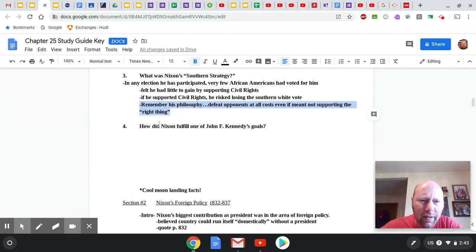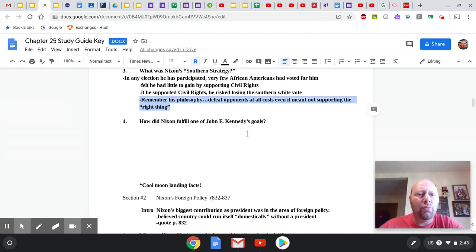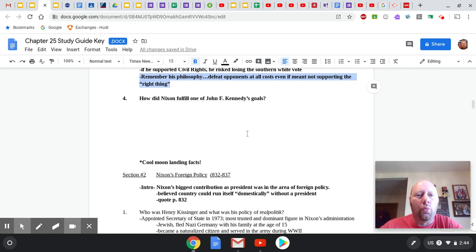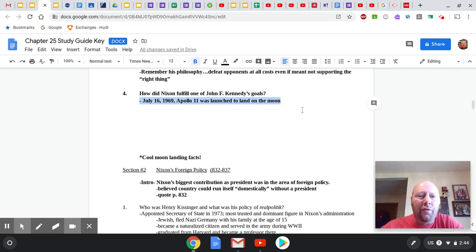Okay. Now, the main one for today: how did Nixon fulfill one of JFK's goals? In 1961, in his inaugural address, JFK made a bold claim that by the end of this decade, we are going to put a man on the moon. And that's the goal that Nixon is going to fulfill.